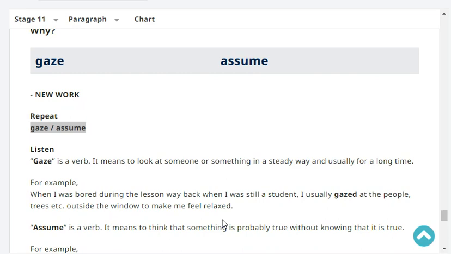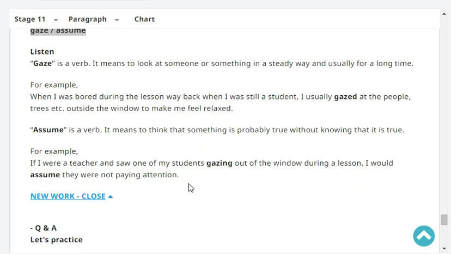Gaze means to look at someone or something in a steady way, and usually for a long time. For example, when I was bored during the lesson way back when I was still a student, I usually gazed at the people, trees, etc. outside the window to make me feel relaxed.